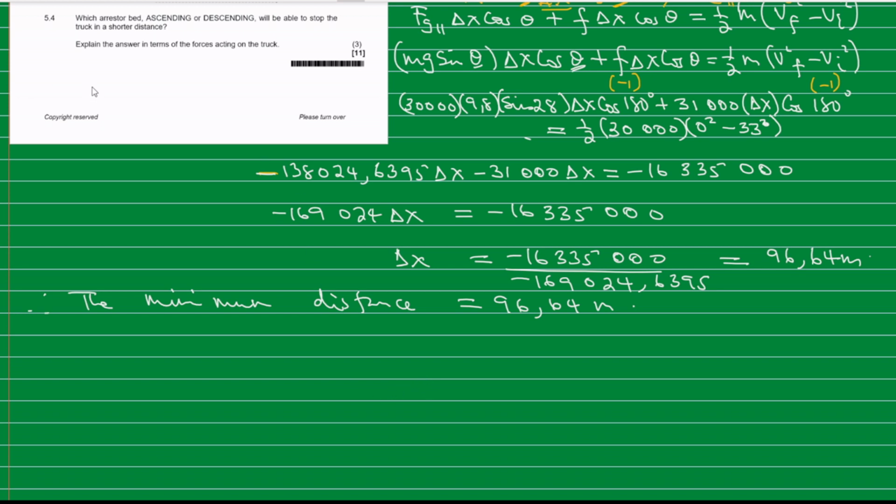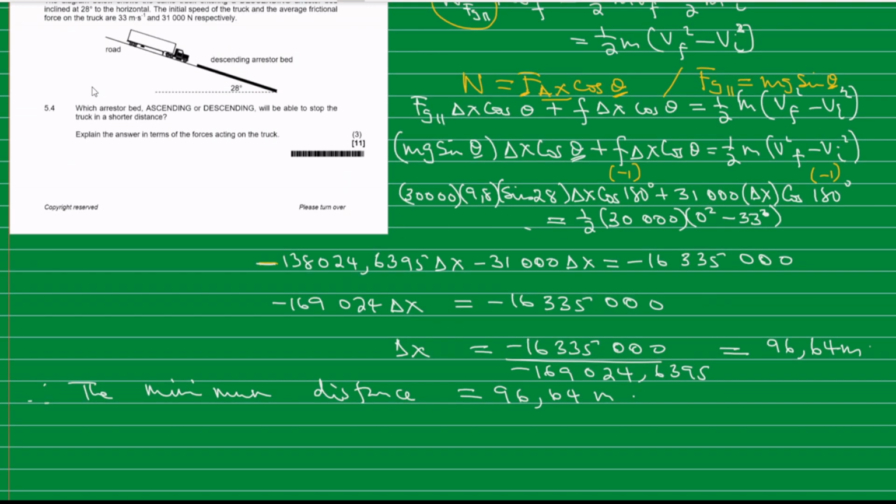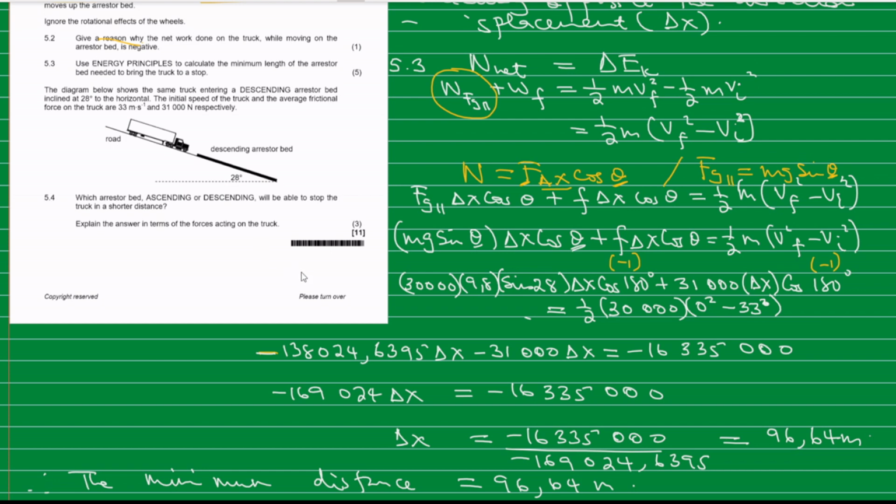Now, the last part of the question reads as follows. The diagram below shows this same truck entering a descending arrestor bed, inclined at 20 degrees to the horizontal. The initial speed of the truck and the average frictional force on the truck are 33 meters per second and 31,000 newtons respectively. Which arrestor bed, ascending or descending, will be able to stop the truck in a shorter distance? Explain the answer in terms of the forces acting on the truck.